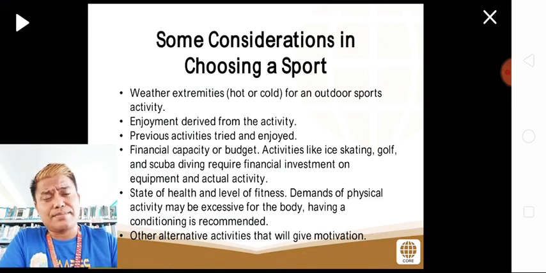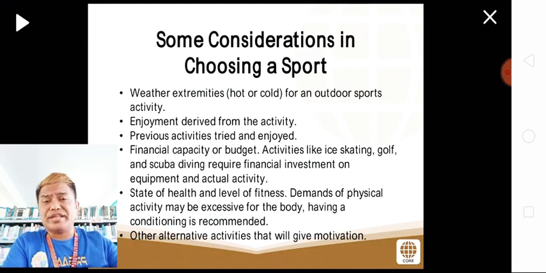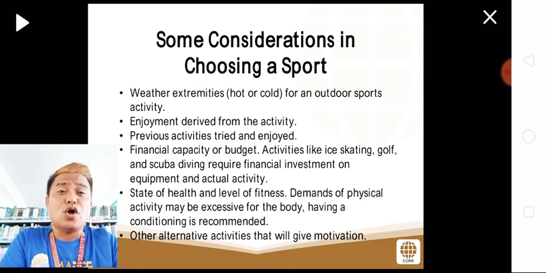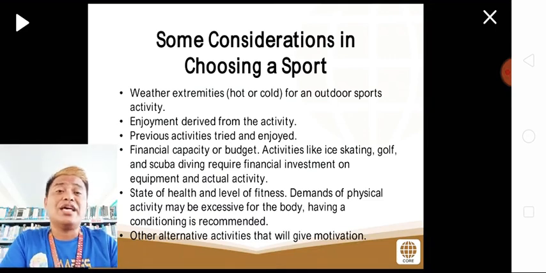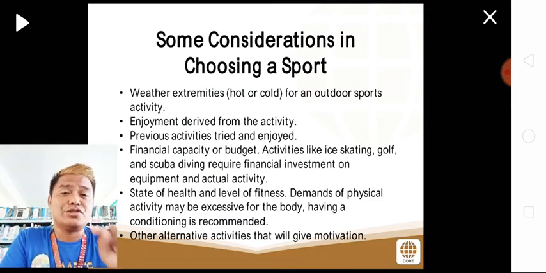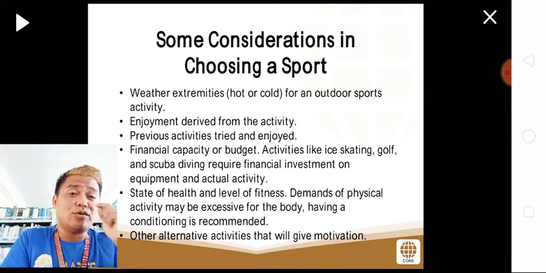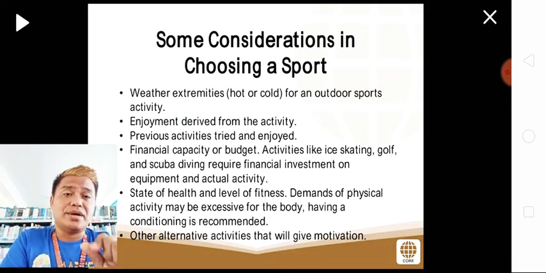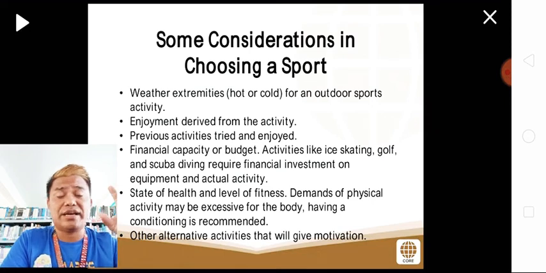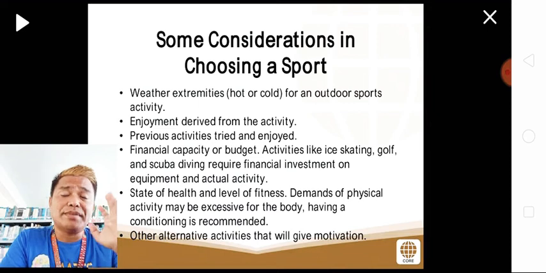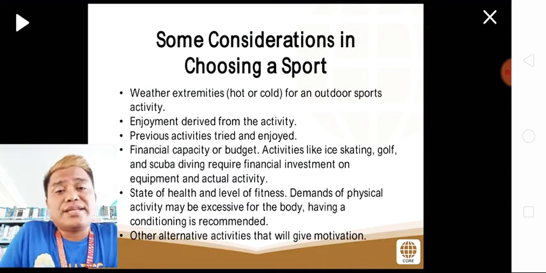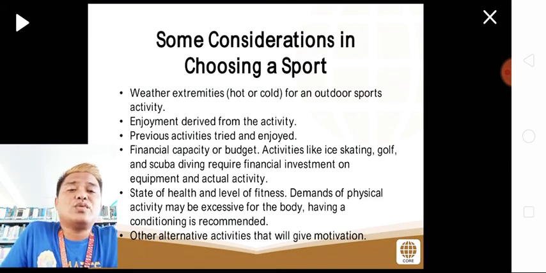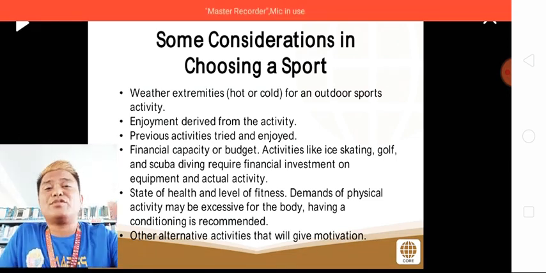Before you go into your sports activities, any exercise, you should be conditioned. Don't play or dance, anything, if you are not conditioned. You should know the condition of your body, the capacity of your body, whether you can do it. Otherwise, you may get injured, you may collapse, anything can happen to you. So, to avoid that, you should know your capacity. Next, the last one, the other alternative activities that will give motivation. You should have motivation.